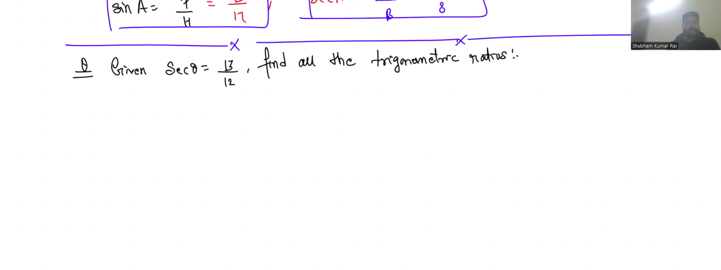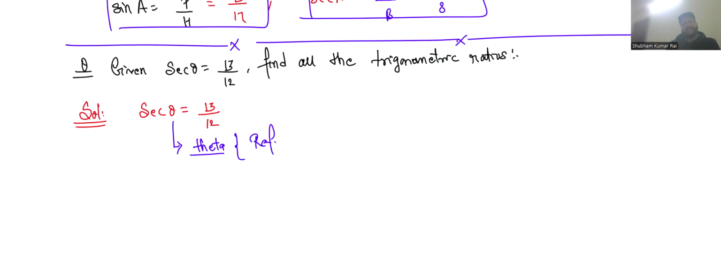So now what will we be doing? Let us suppose we have a solution where sec theta is equal to 13 upon 12. We have a reference angle theta. This is an angle that we can see, and this is theta. It is pronounced as theta. Let us assume that this is the reference angle that we are given. And we need to calculate all the trigonometric ratios.